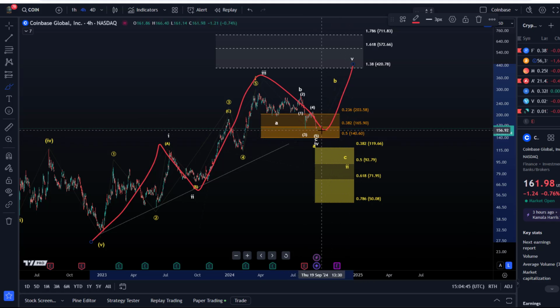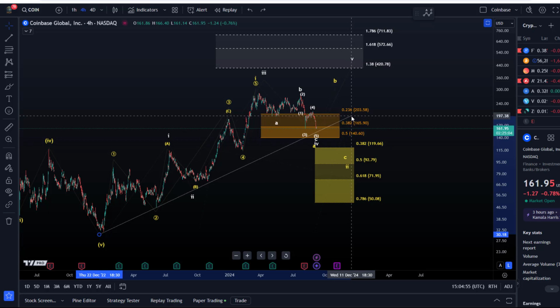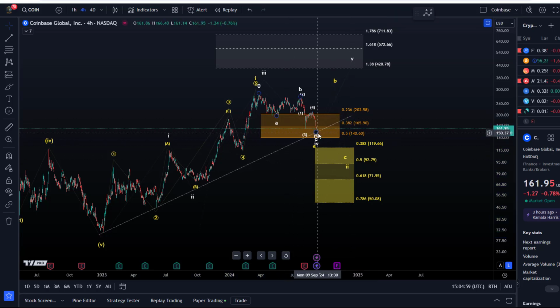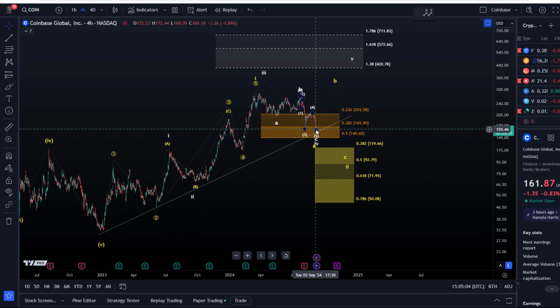Now, if the price breaks briefly below it, it would not necessarily be a problem, because we are in a diagonal, and in diagonal structures, we sometimes see these 50% fib levels break. That is not an invalidation in a diagonal. But pay some attention to the trend line here that we have on the chart. There are 2 to 3 touch points already.